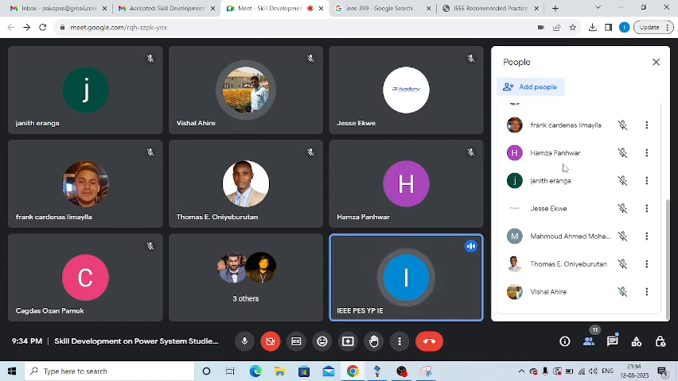ETAP is just one of the software. In the first session I told you that normally we have two types of calculations. The first one is RMS based calculation. The second one is EMT based calculation. ETAP, Excel, and PowerFactory, PSS/E are all RMS based calculation tools. EMTP-RV and PSCAD are the instantaneous based tools, that is EMT based tools. We have only seen ETAP in this session.